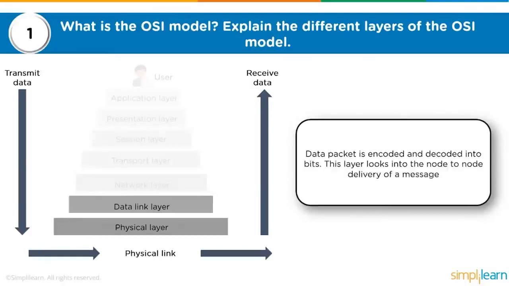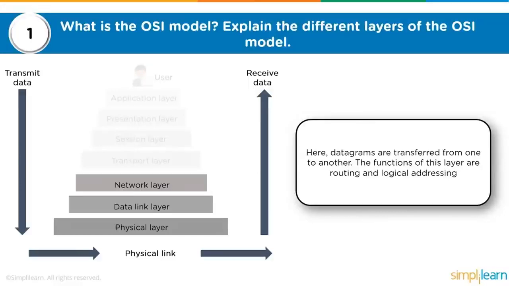Next comes the data link layer. On the data link layer, as far as networking is concerned, we just need to understand that the data packet is encoded, decoded into bits at this layer. This is also the layer that deals with MAC addressing. So the physical address of every network interface card, which is the MAC address, is utilized to route data packets over the network. This is where the MAC address resides, on the data link layer.